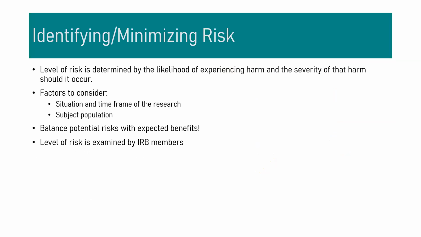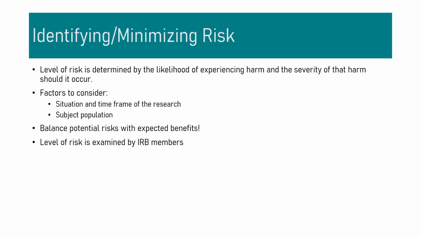so next is the idea of minimizing risk and identifying this risk. The level of risk in a research study can be determined by assessing the likelihood of experiencing harm along with the severity of that harm should it occur. So a researcher should consider the situation and time frame of research, as many sensitive topics can cause harm if asked in areas where it is taboo or illegal. A good example of this is marijuana studies in places where it's not legal. That could be a potential risk for a participant to answer a question that has to do with marijuana if they're in an illegal state.